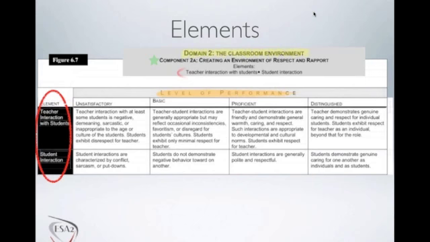So again, just to highlight, we have two elements underneath this domain and component. This is 2A, creating an environment of respect and rapport.